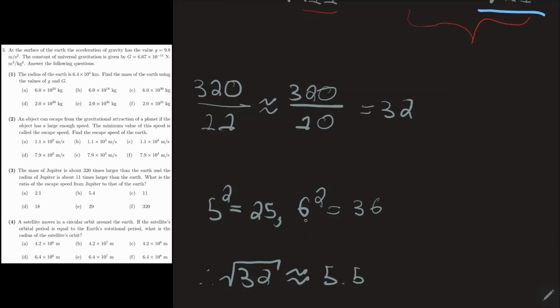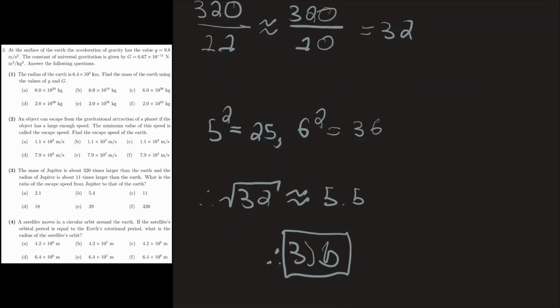5 squared is 25, and 6 squared is 36. So the square root of 32 is somewhere between 5 and 6. So we'll say it's roughly equal to 5.5. And if you look at the multiple choice options, the only one that's anywhere near this is option B, which is 5.4.